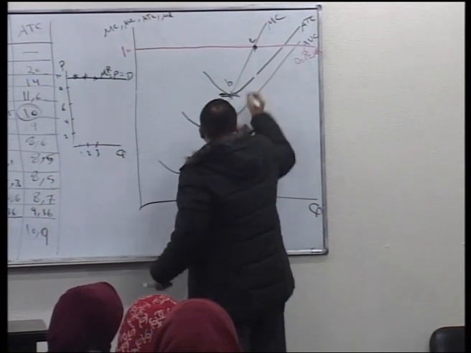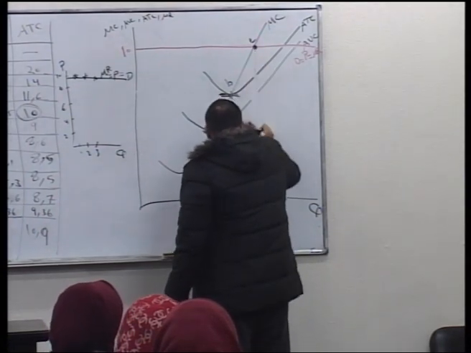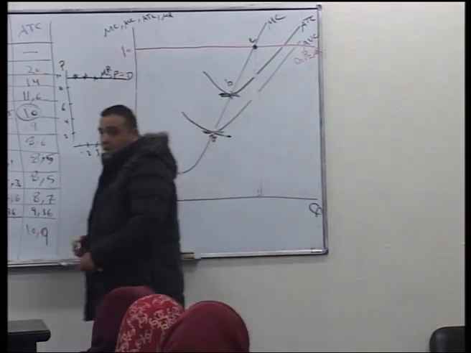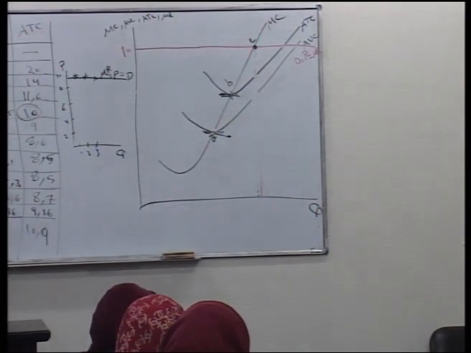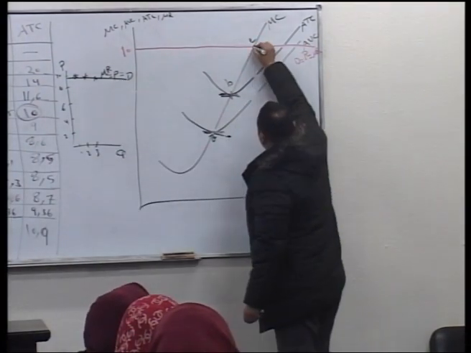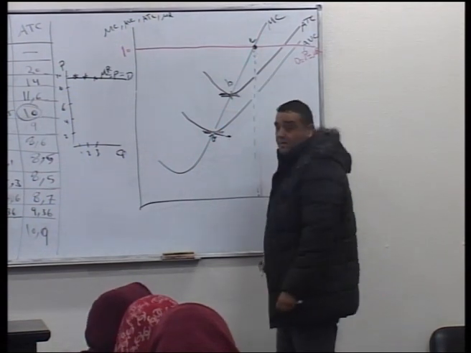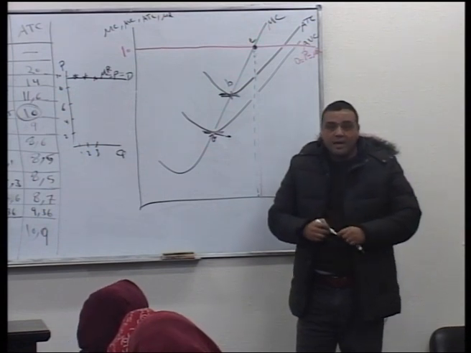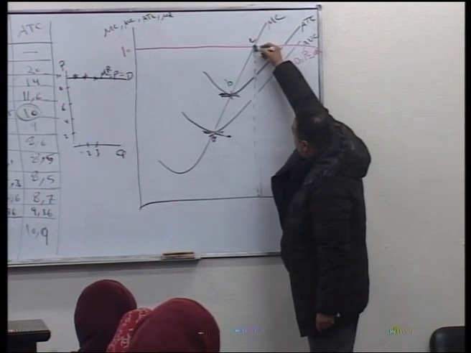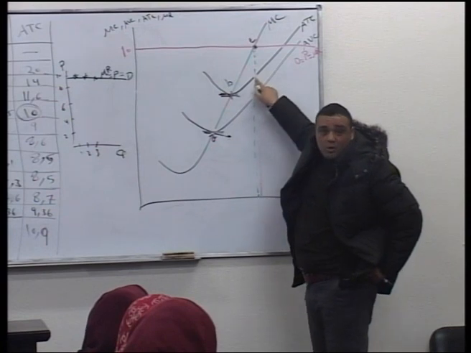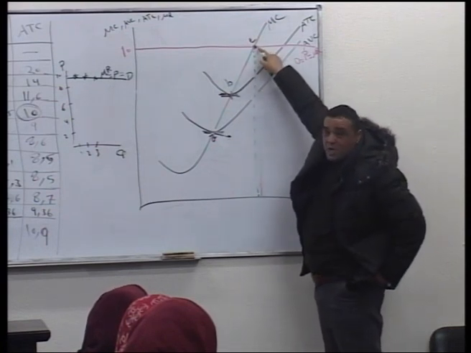If the price was here, do we have profits, break even, or loss? And why? To determine break even, profits, or loss, we have to take a line from the equilibrium point E to the ATC.